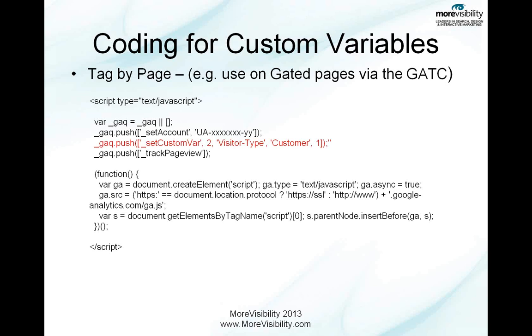In this case, just in case you were curious, number 2 is the slot. The visitor type is something that we've just labeled this as, and in this case, customer. And 1 is the scope, which is tied to the visitor and sets a cookie for them. So this is one way to do it. This would be placed, for example, behind a gated login where you could tag someone as a customer, because you knew that only customers could get to it.